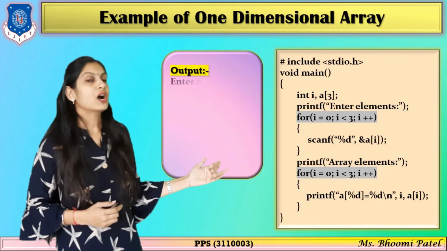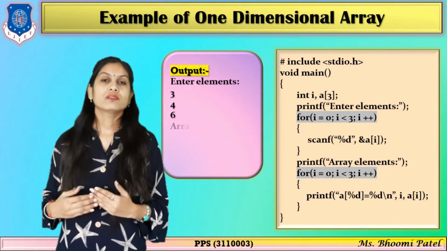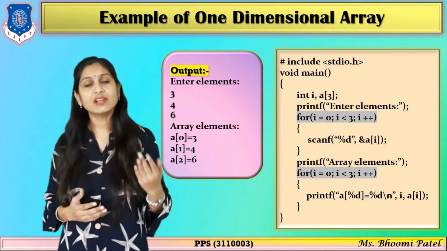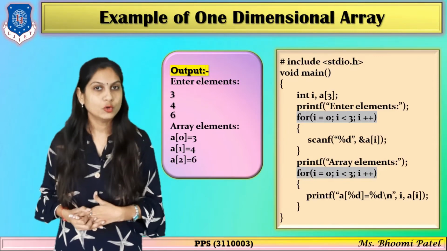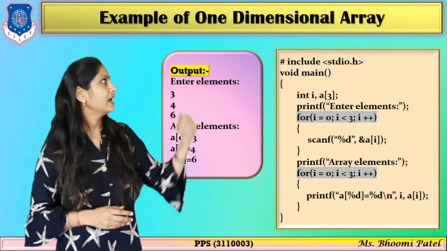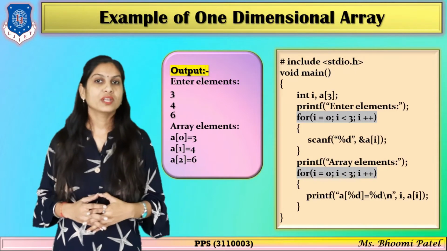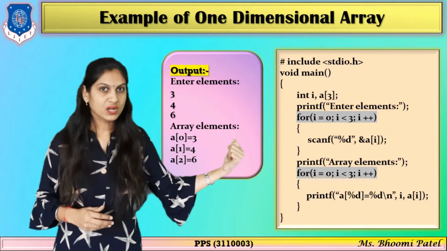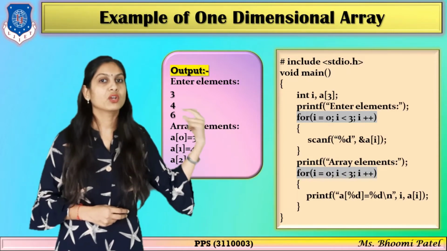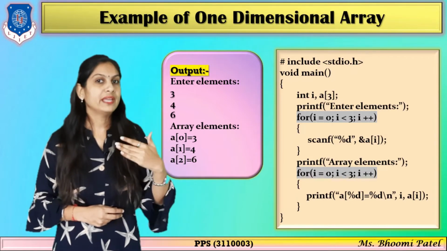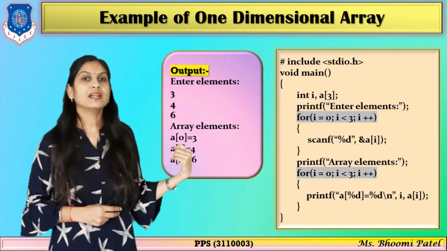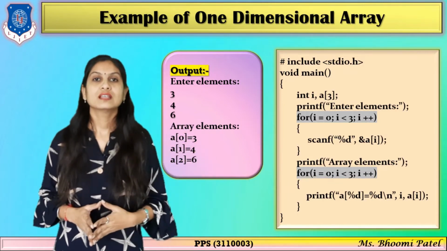Clear? So what is the output of this program? Suppose the user enters the values 3, 4 and 6. So that value will be printed on our output screen, and the message is "Enter elements", and the user enters 3, 4, 6. Then the output is: array elements, first is a[0] because i is 0, equal to 3 because the first element is 3. Then i will be incremented and printed a[1] = 4. Then i will be incremented and printed a[2] = 6.